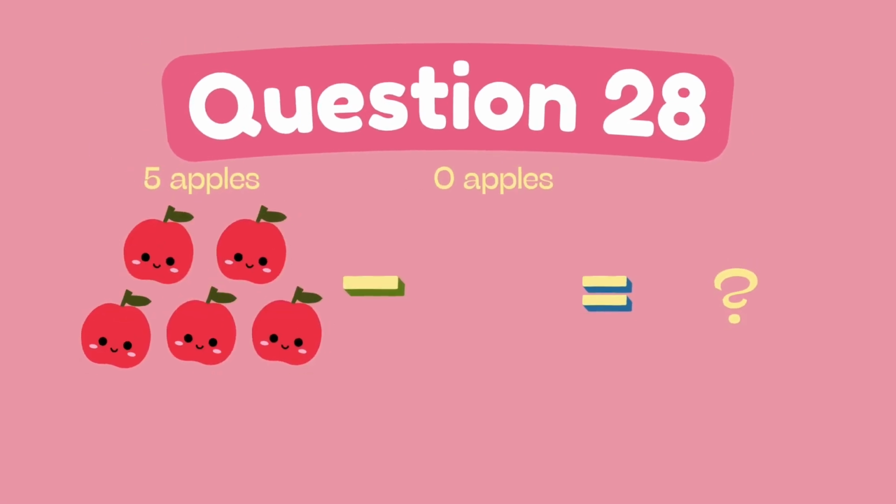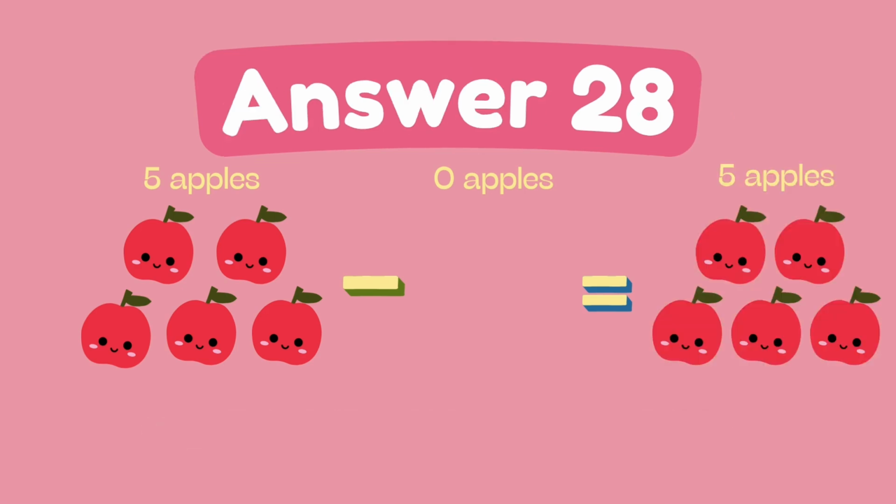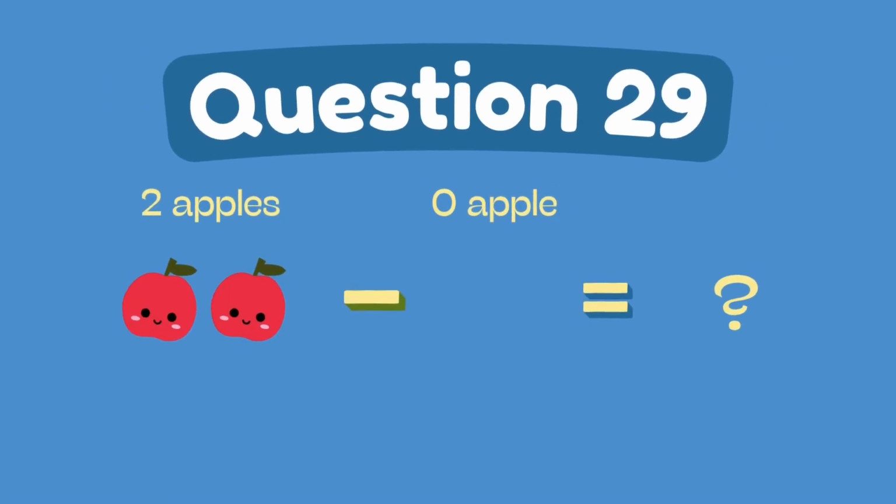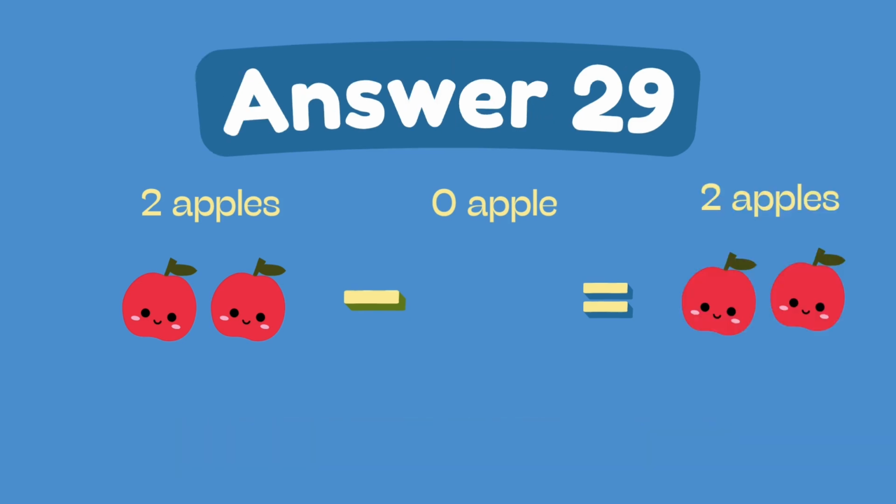What is 5 minus 0? The answer is 5. What is 2 minus 0? The answer is 2.